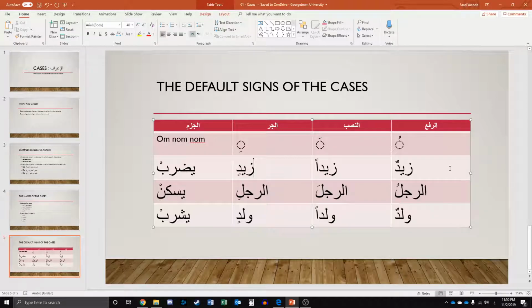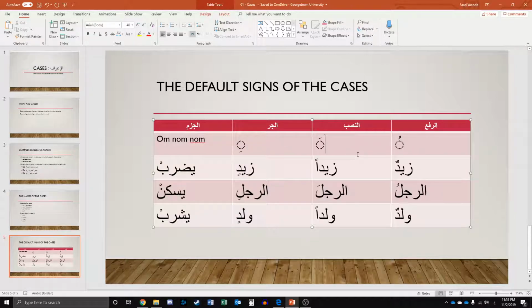The easy answer is a lot of masculine names, not nouns, names, like Muhammad, Zaid, Amr, get the double dhamma, double fatha, double kasra. So Zaidun, Zaidan, Zaidin. So the rafa' is the dhamma, the nasb is the fatha, the jar is the kasra. These are the default signs.